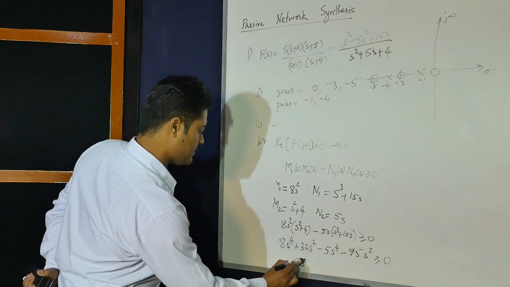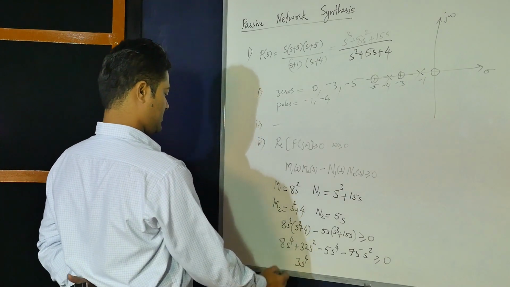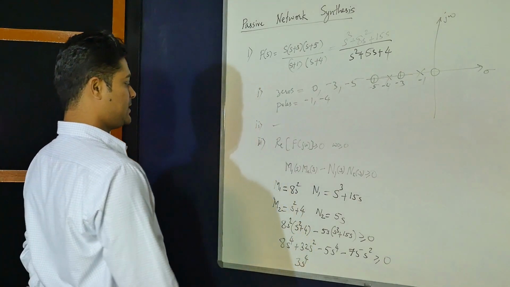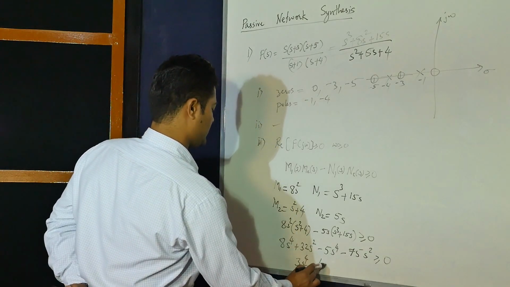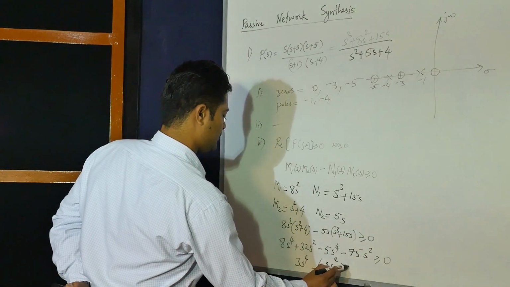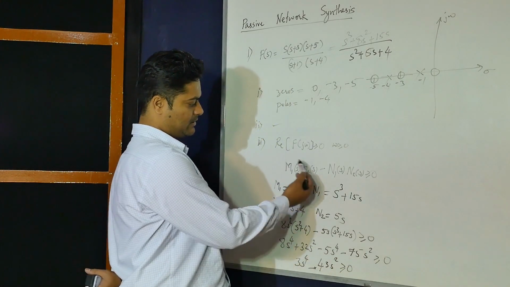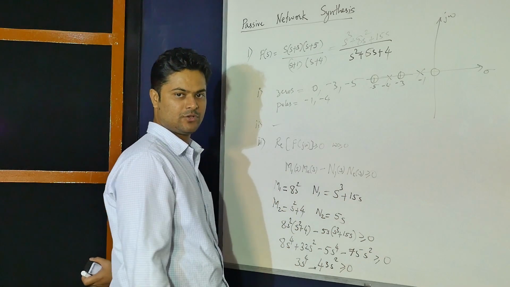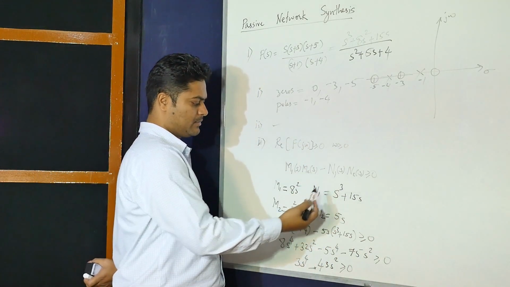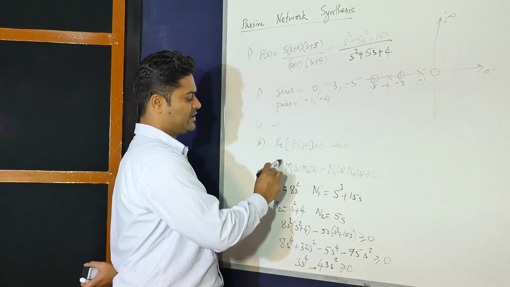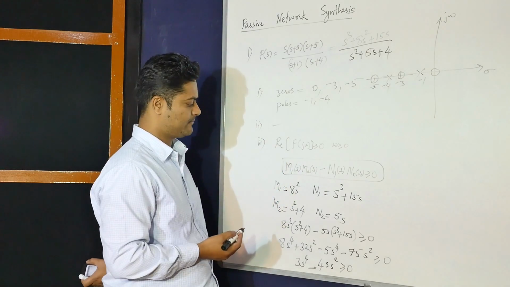So 3s to the power 4 minus 43s square should be greater than or equal to 0. So the next term is that this is the real part: m1 m2 minus n1 n2 greater than or equal to 0 is the real part of f of s. So the denominator of that is real. So only this is the necessary condition which we have to test for polynomials having higher orders.